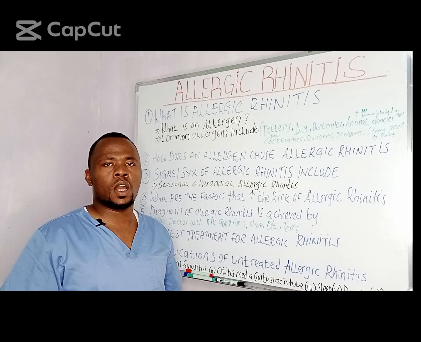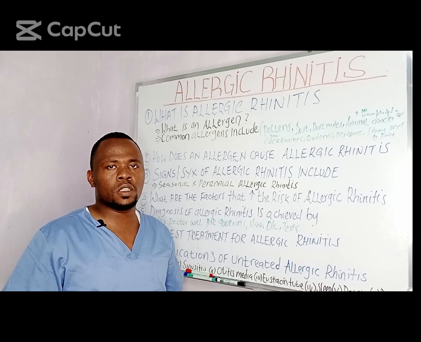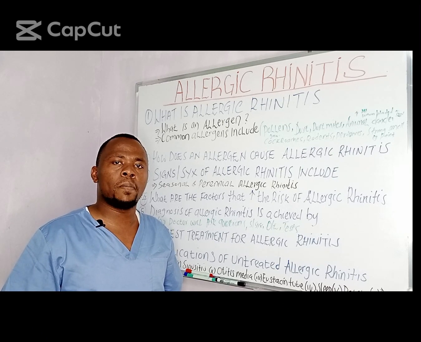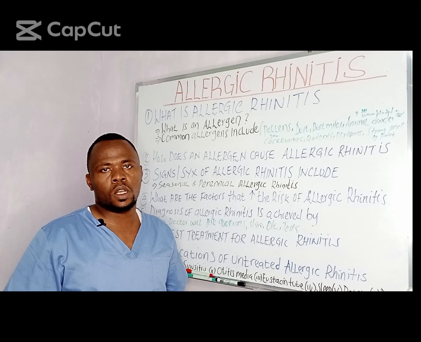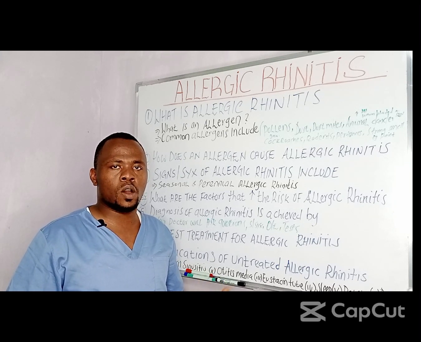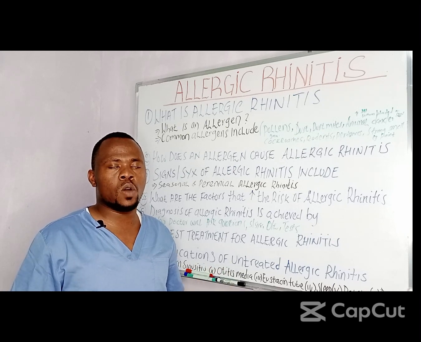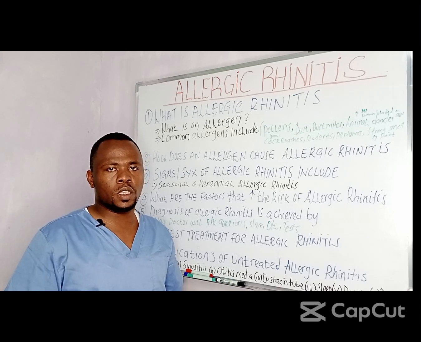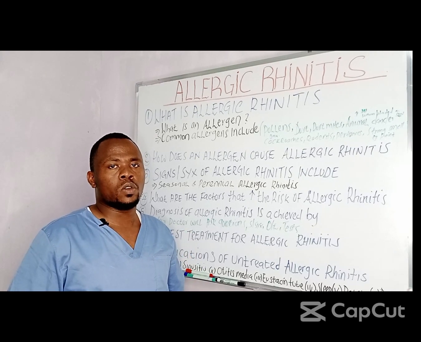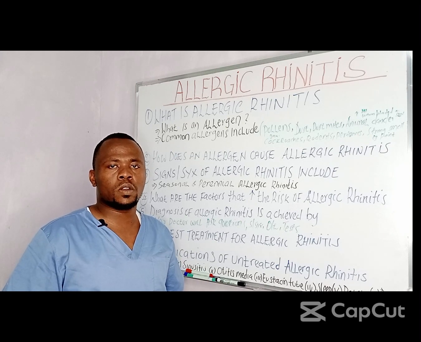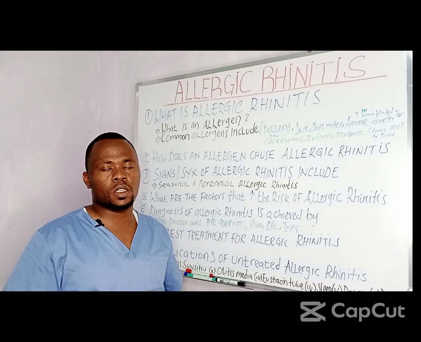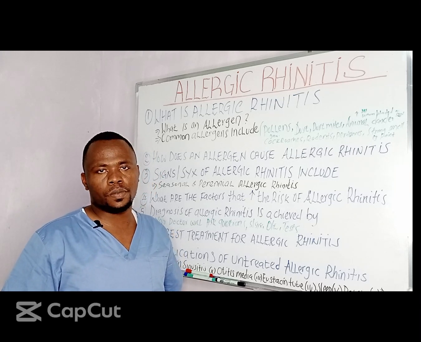How do we diagnose allergic rhinitis? Allergic rhinitis is diagnosed when your doctor will ask you questions about your personal medical history, about your family medical history. Your doctor will also ask you about the signs and symptoms you have. Your doctor will also examine you around the nose, around the throat. Your doctor might also perform laboratory tests that try to investigate the allergic rhinitis.